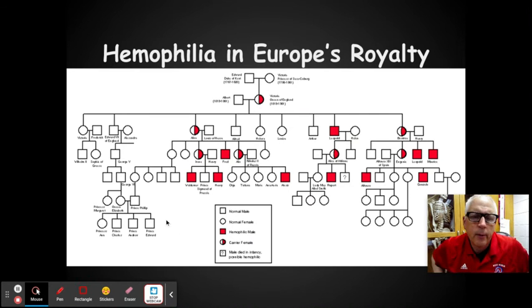That's it for notes. We'll have a quiz over Punnett squares. We'll take a test over this, and we'll be done with genetics.